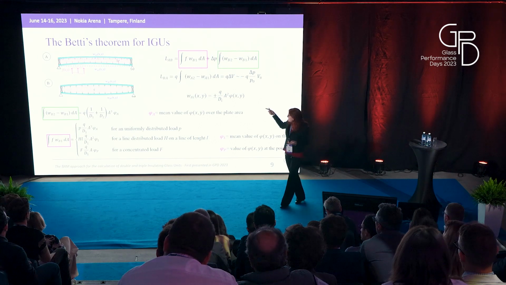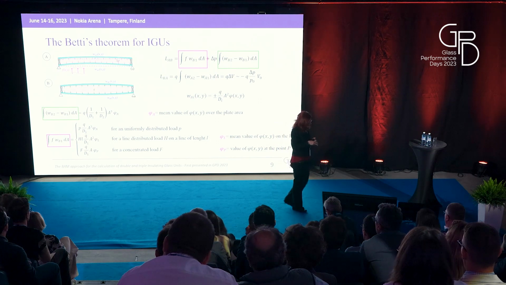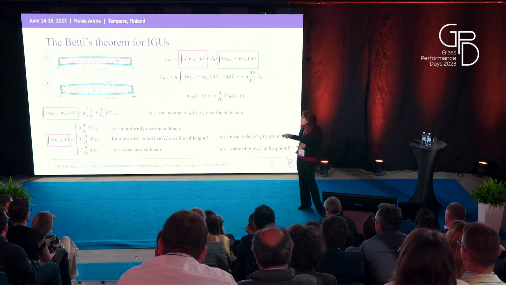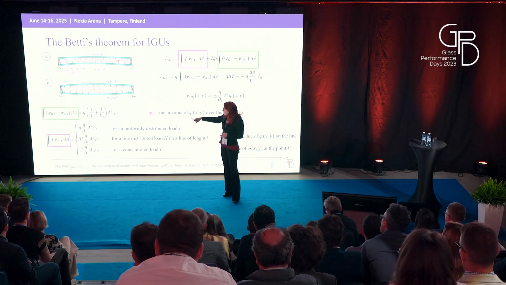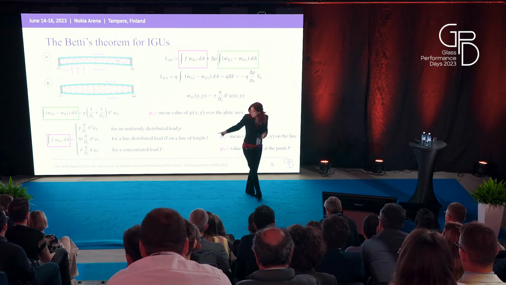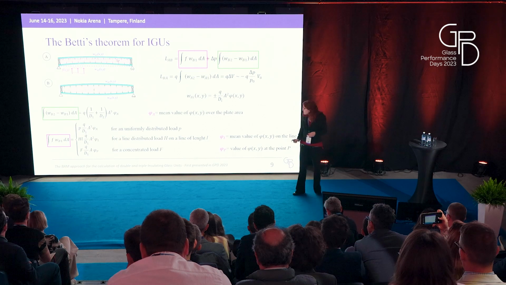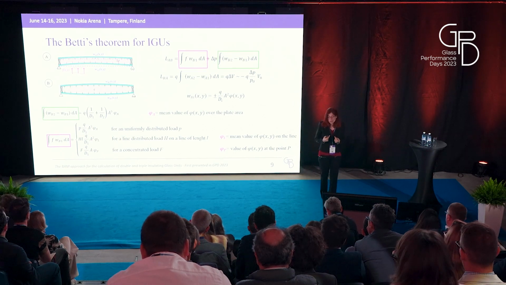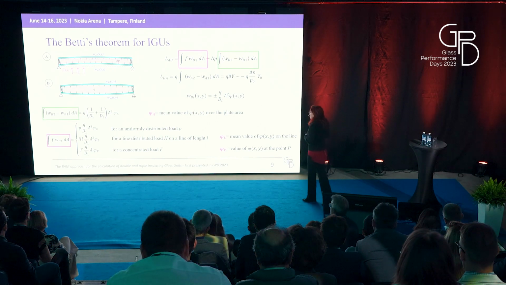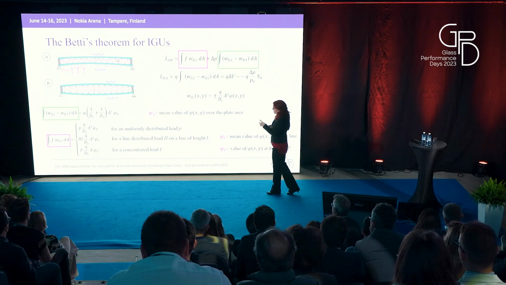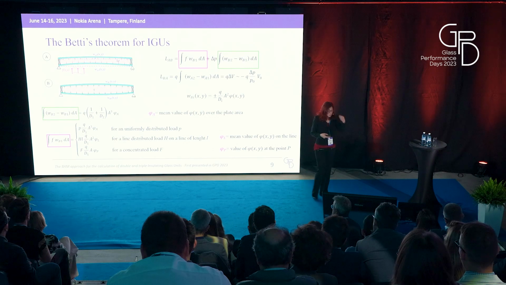The term in red instead takes different expressions depending on the kind of applied load. So in case of a uniformly distributed load, it depends again on this coefficient phi A, while for a line distributed load, it depends on the mean value of the shape function over the line where the load is applied. And again, this is a non-dimensional coefficient, phi L. Finally, for the case of an IGU under a concentrated load, it depends on the value of the shape function at the point where the load is applied.